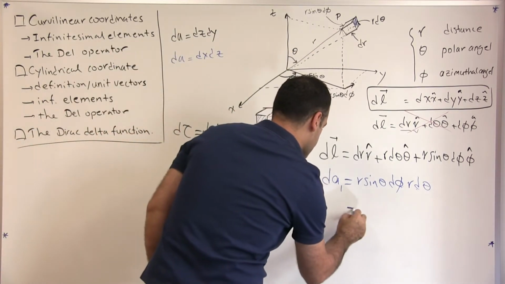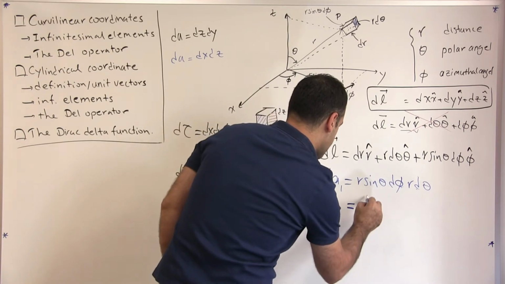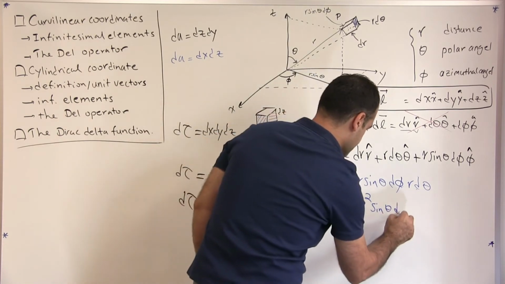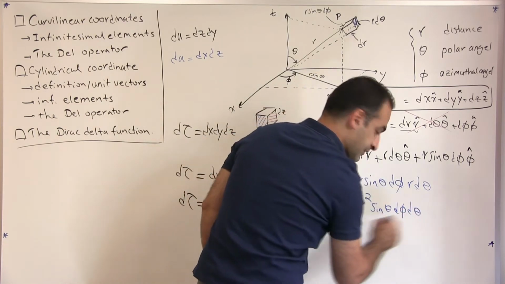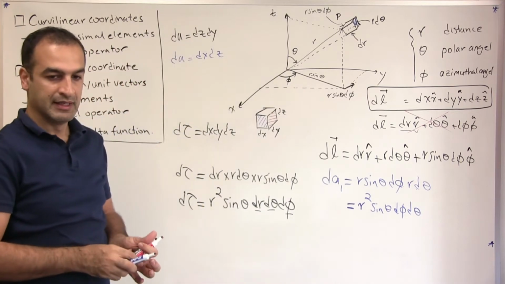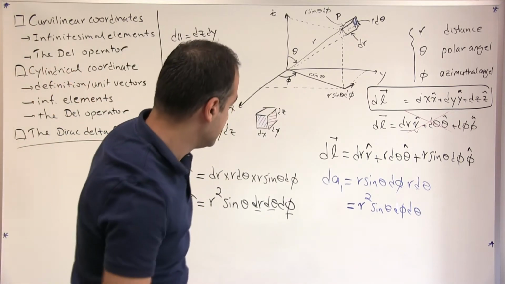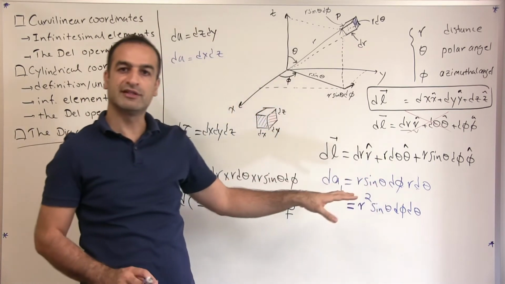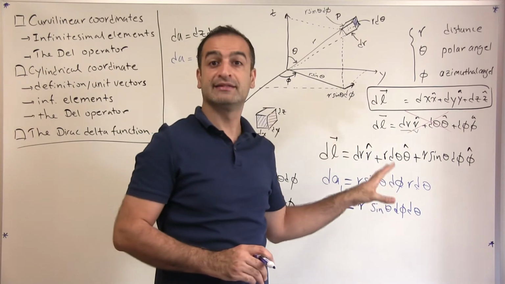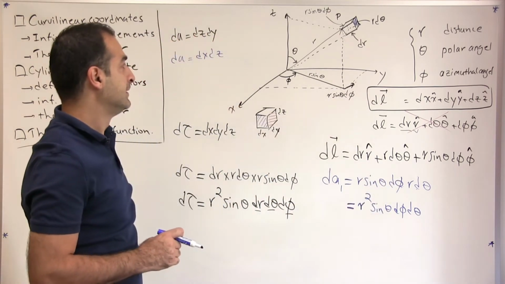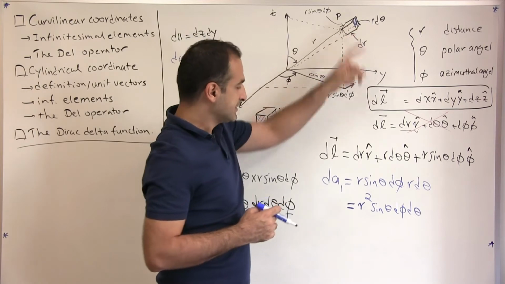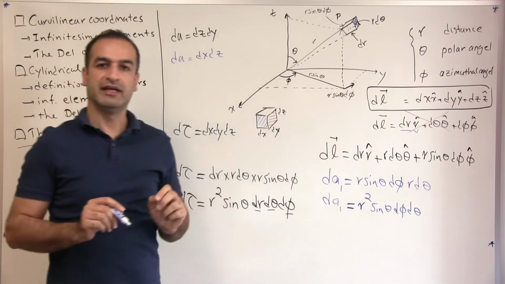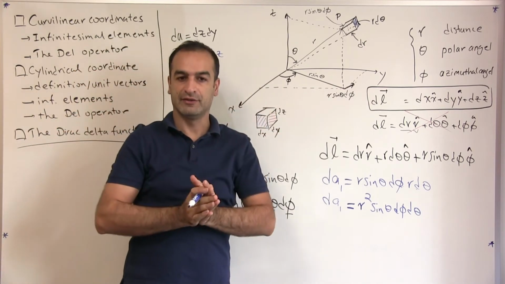If I write it in a more concise way, it's going to be r squared sine theta d phi d theta. Okay, and that has two angles, and r squared. The unit, always check the unit. It should be length squared. So this kind of area element is very useful if, let's say, you are trying to measure the area of a volume.